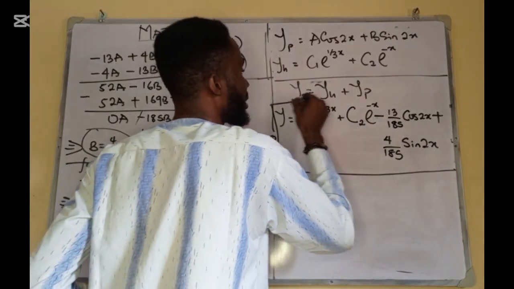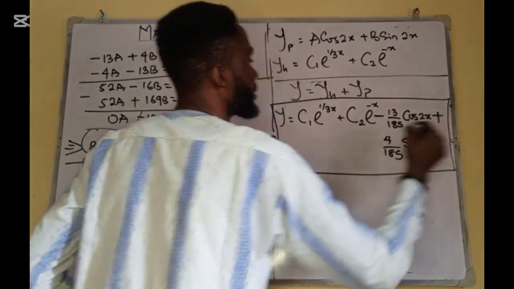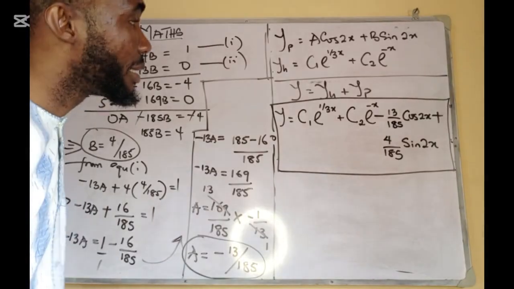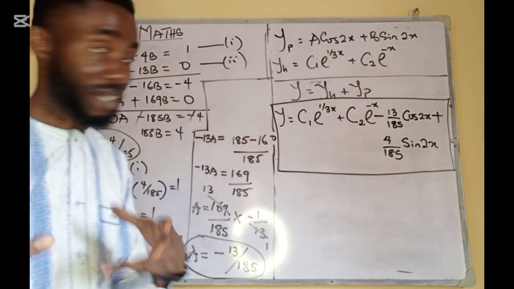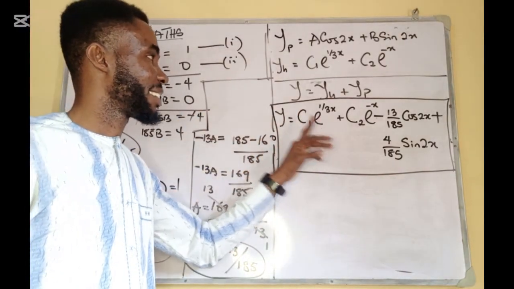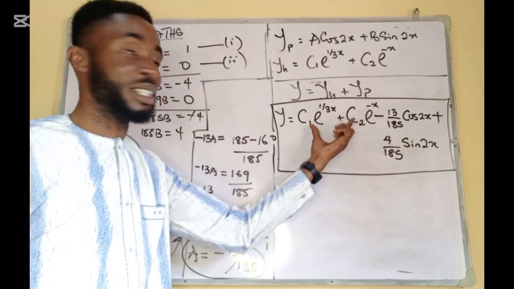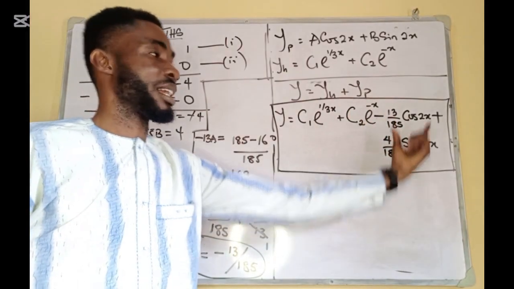So let me box the answer. This is the answer, guys. This is my answer. So finally, the answer to the question we've just solved is this, then plus this. This is the homogeneous part, this is the particular part.